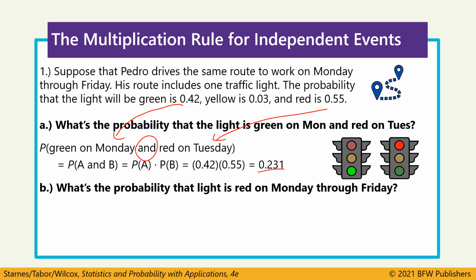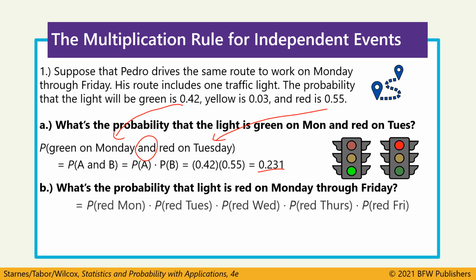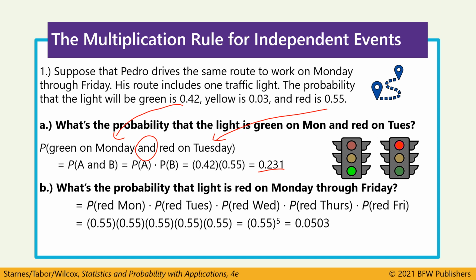What's the probability that the light is red on Monday through Friday? So in other words, we need it red on Monday and Tuesday and Wednesday and Thursday and Friday. So that's just going to be that 55% for each of those 5 days, all multiplied together. And we can simplify it by writing it like that. And there's about a 5% chance that he'll see red lights every day that week.